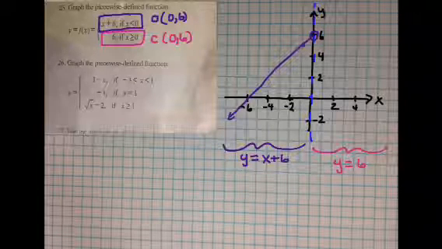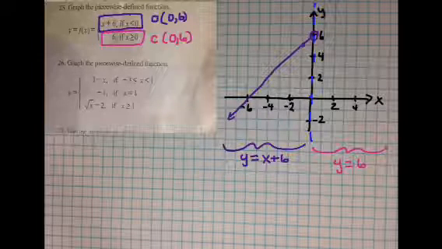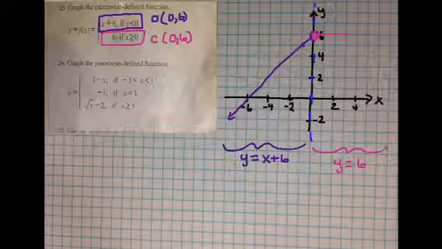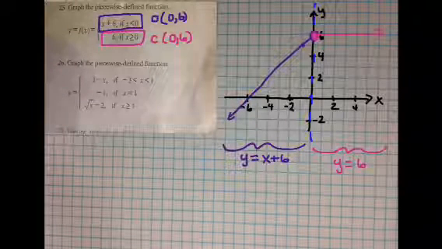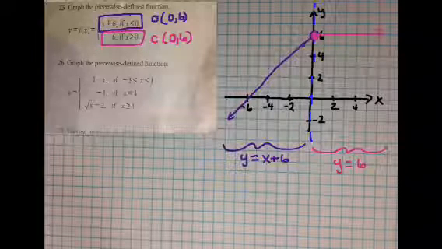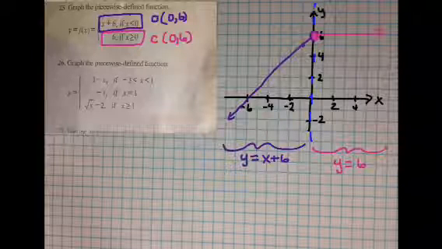The second piece is a horizontal line, y equals 6, starting at 0, 6. That's a closed dot right there. And we just go across. It's not asking for domain and range, but domain would be all reals, and range would be from negative infinity to positive 6.